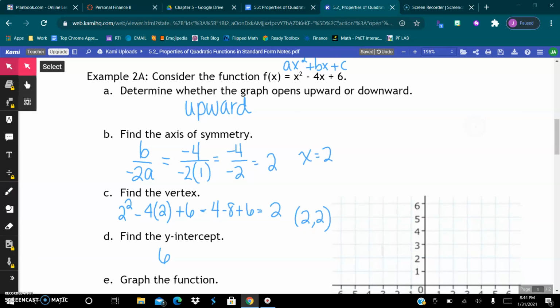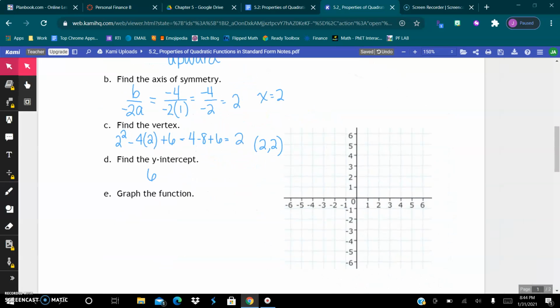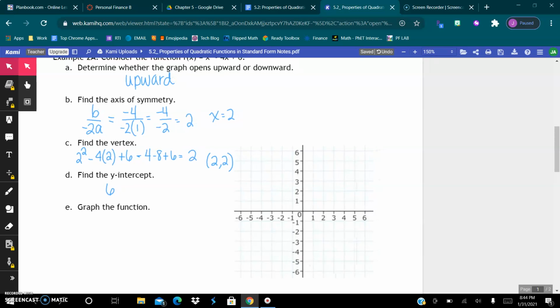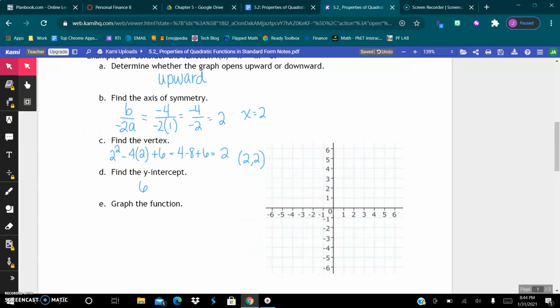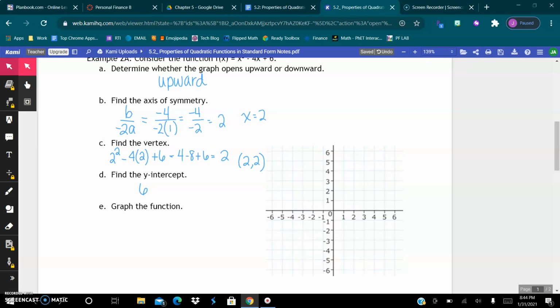And then for part E, we have to use that information to graph this. We know the axis of symmetry is x equals 2, so that would be this line right here.